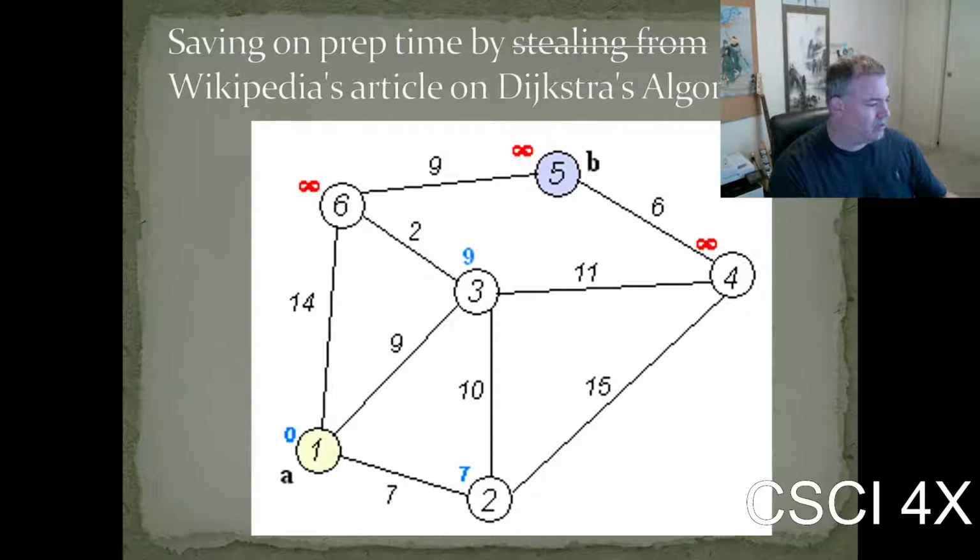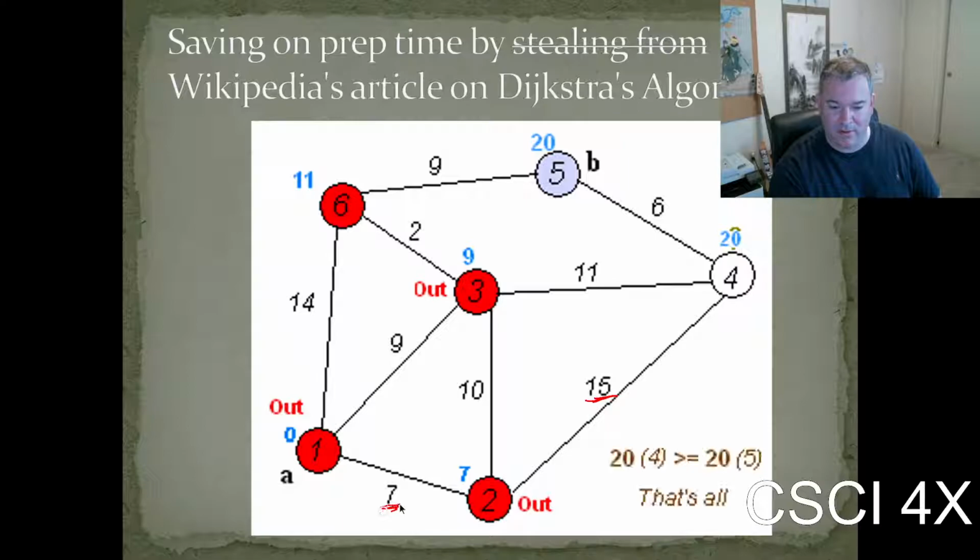Yeah, you have to. A lot of students will screw up like I did, because I haven't had enough coffee yet, and use the edge weight instead of the total distance. Right, so what I wrote down for 4 was it was 15 away. That's wrong. It's not 15 away from start. It's 22 away. Right. 22 away from start.